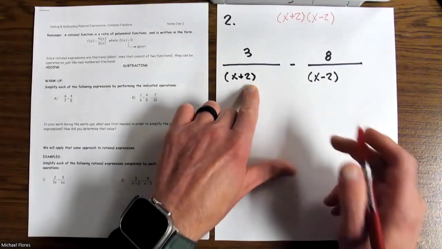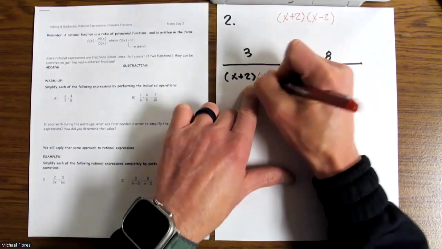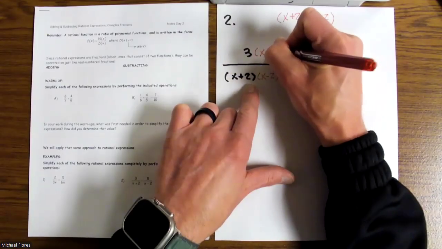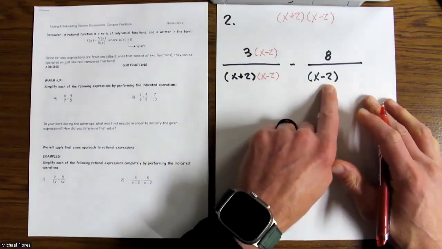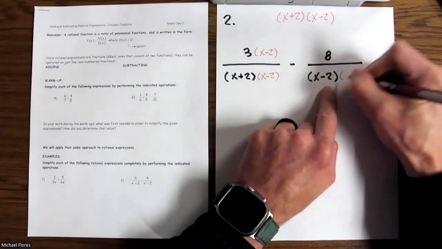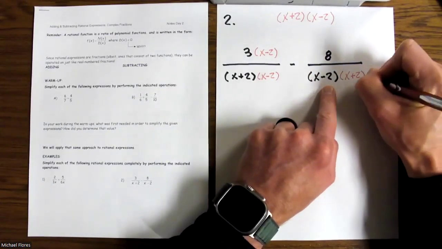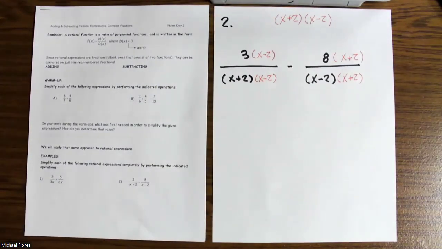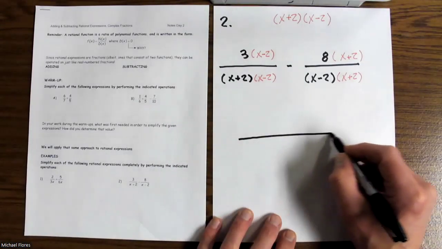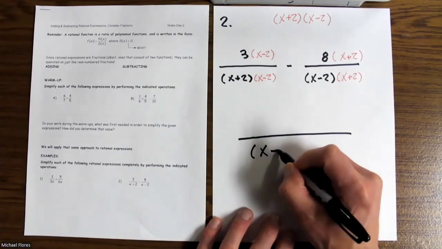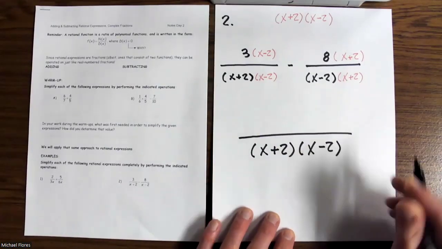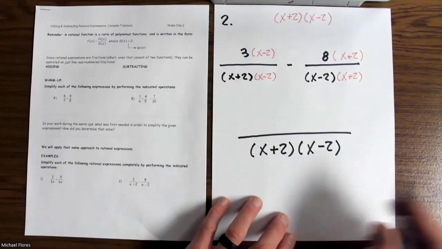This denominator already has x plus 2. It needs x minus 2. And if we're going to do x minus 2 on the bottom, we got to do it on the top also. This denominator already has x minus 2. It needs x plus 2. And I'm going to have to do that to the top also. If we begin simplifying, our common denominator is established. x plus 2 times x minus 2.